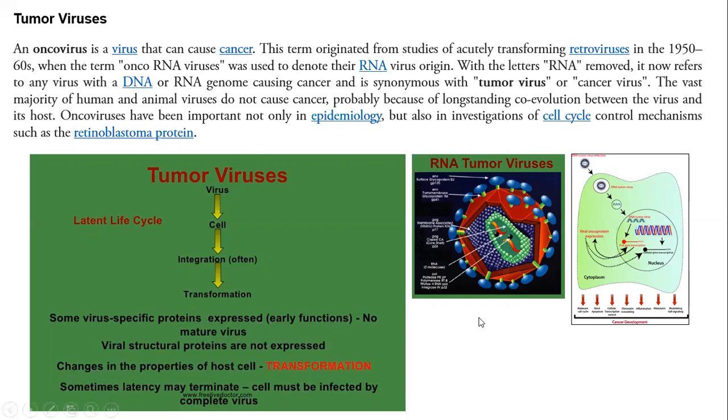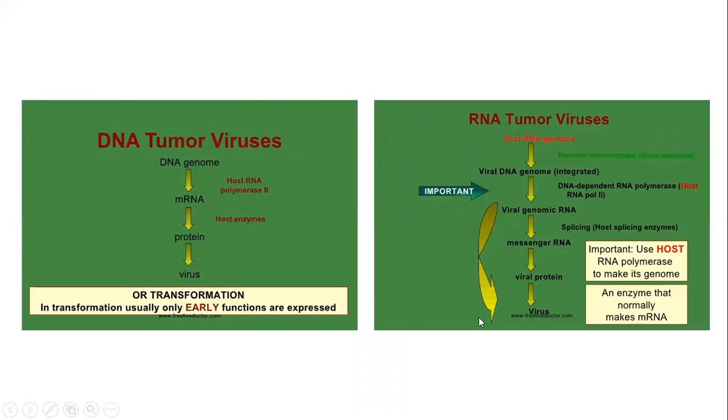Now come to the next slide, where the mechanisms of DNA tumor virus and RNA tumor virus are depicted. Basically, when the DNA tumor virus attacks the host cell, the host RNA polymerase II converts this DNA into mRNA, and the host enzyme converts this mRNA into proteins. And ultimately, the virus will form, or transformation happens, which generally develops tumors.